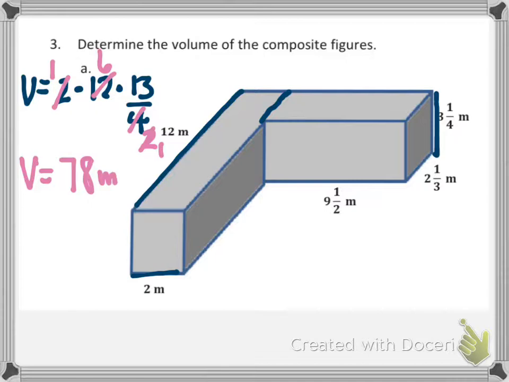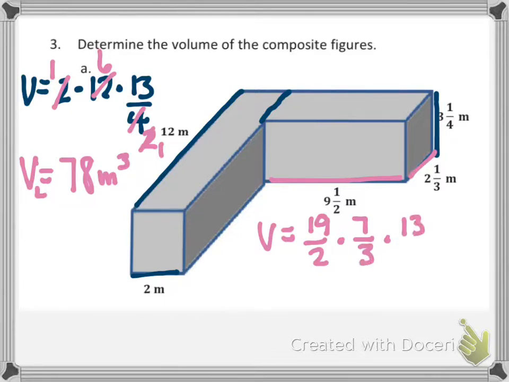78 cubic meters. That's the volume of the left side. And then let's do the volume of the right. The volume of the right is going to be 9 1/2. So volume equals 19 halves times 2 1/3, which is 7/3, times our height, which we said was 13/4. And let's see if we can simplify anything.